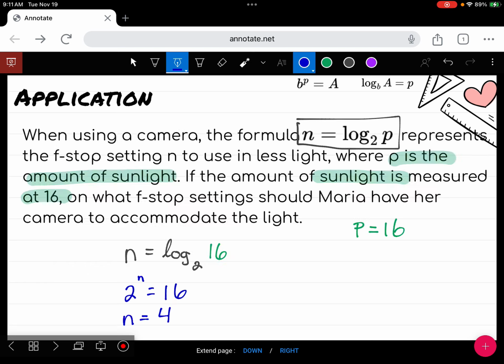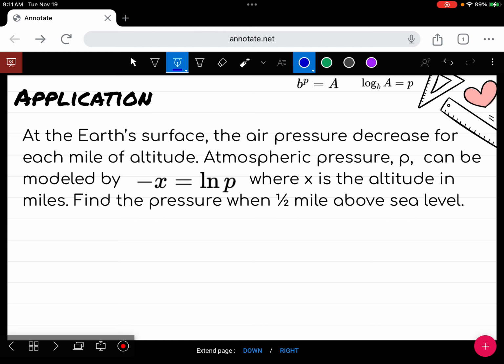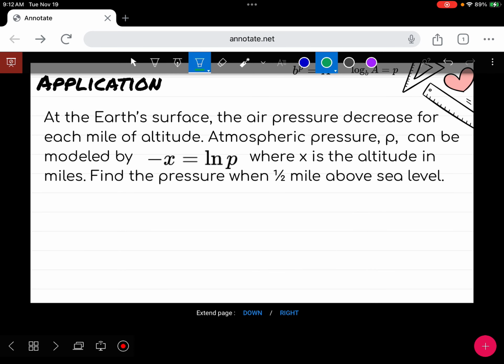All right, another very similar one. We're given a formula for how we calculate the atmospheric pressure P based on the altitude x. So we got that the opposite of x is the natural log ln of P. We're asked to find the pressure when our altitude is half a mile. If we're at half a mile above sea level, what are we going to substitute that in for? For x. X is our altitude. So we're going to substitute it in for x.